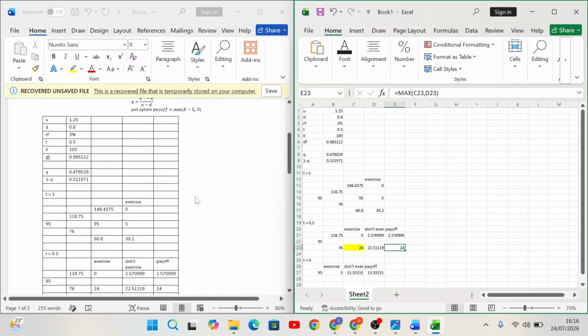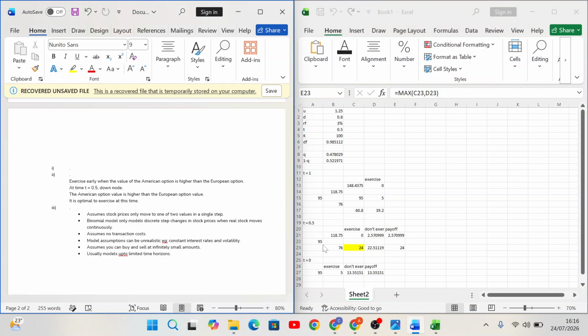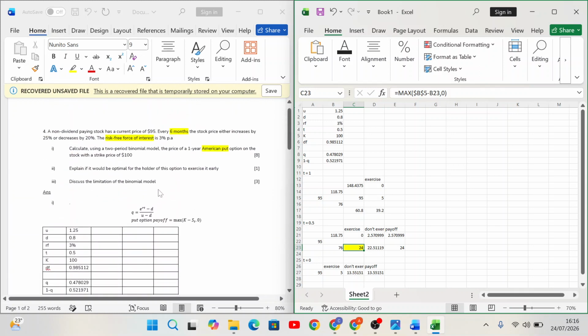So I just wrote the answer here earlier. So yeah, exercise early when the value of the American option is higher than the European option at time 0.5. You have to be very specific: at time 0.5, this point here, the American option value is higher than the European option value, it is optimal to exercise at this time, and with that you get your 1 mark. And then the very last question is discuss the limitations of the binomial model.